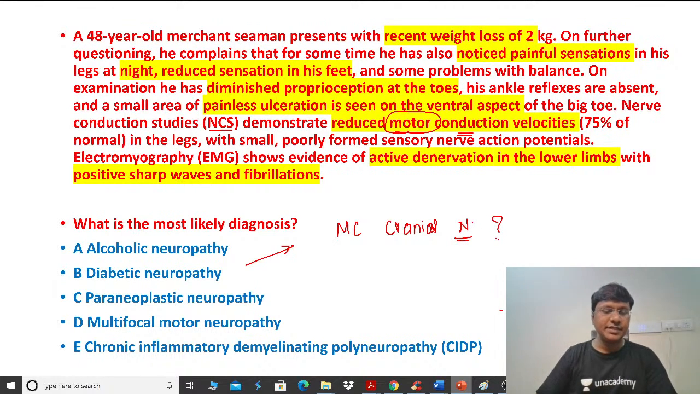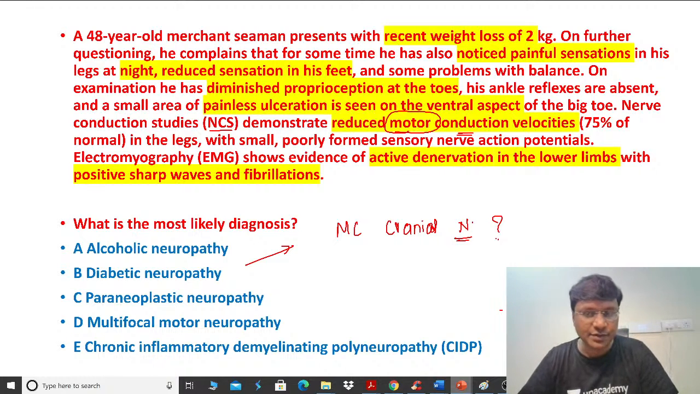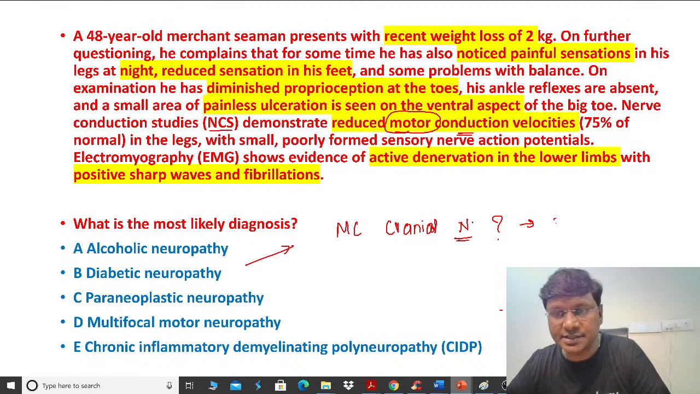Right, there is also the cranial neuropathy. So please tell me, what is the most common cranial neuropathy in diabetes mellitus? Which cranial nerve is most commonly affected? Right, very good, Swarnalata. So it is the third cranial nerve which is most commonly affected.